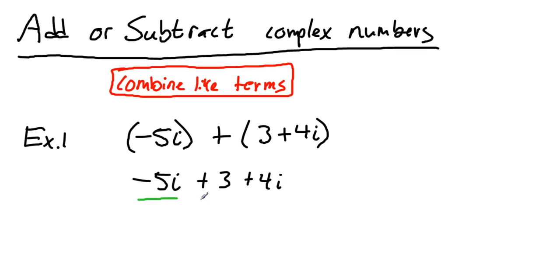Okay, your like terms are the negative 5 and the plus 4. So the 3 is okay. If you do negative 5 plus 4, that's negative 1i. But the negative 1 is just like if you're doing x, you don't have to put the 1 there, so you can just say that that's 3 minus i.